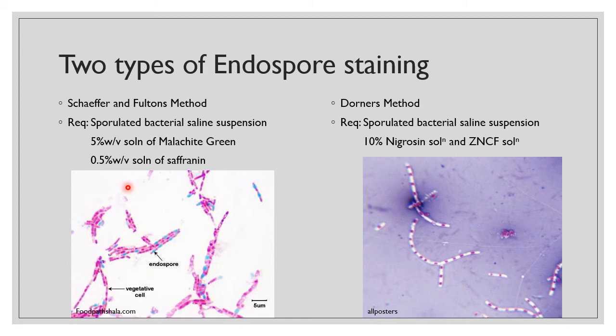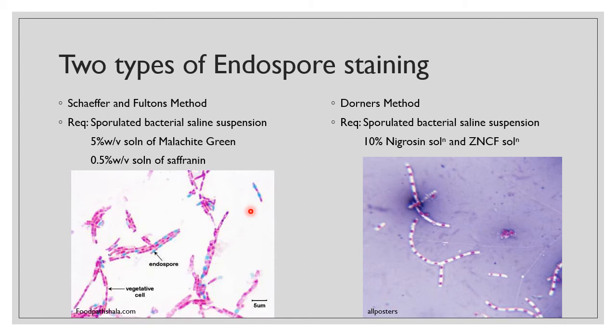In case of Dorner's method, you just require a sporulated bacterial saline suspension, then 10% nigrosin solution and ZnCF solution, that is Ziehl-Neelsen carbolfuchsin. Okay, so that solution is required. Here, because of the ZnCF solution, endospores are stained red or pink. Okay, and the nigrosin solution stains the background. Okay, so this is the difference between the Schaffer-Fulton method and Dorner's method.